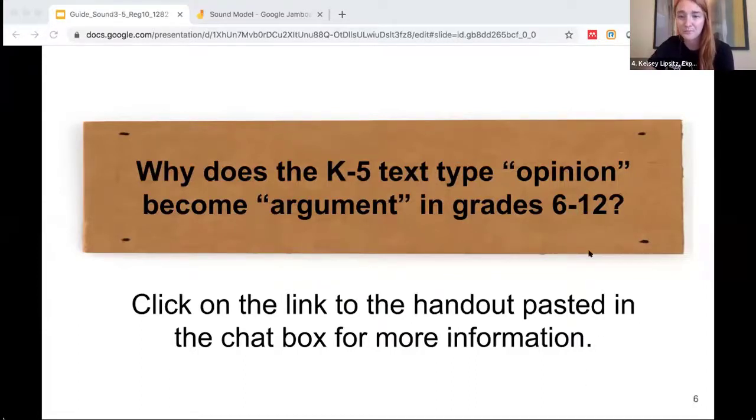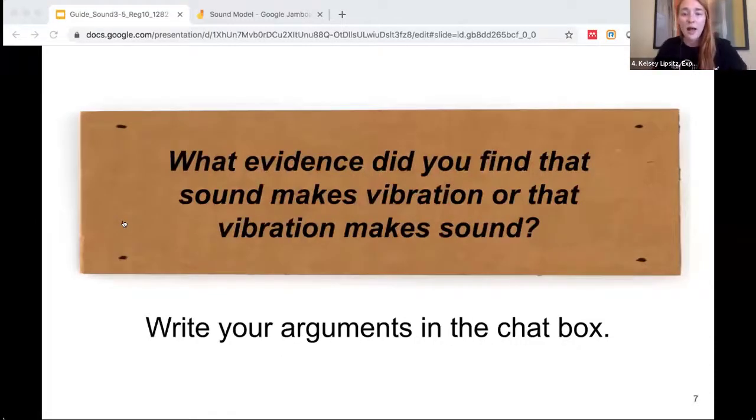So let's go ahead and start writing our own arguments here. So we're going to ask that you write these in the chat box, and then we'll take a few moments to read a couple different arguments and share a couple different arguments. But the argument we're going to be writing today is to describe what evidence that you found or heard that supports the claim that sound makes vibration or that vibration makes sound. So let's just take a minute or two to write those, and we'll start sharing those in the chat box.